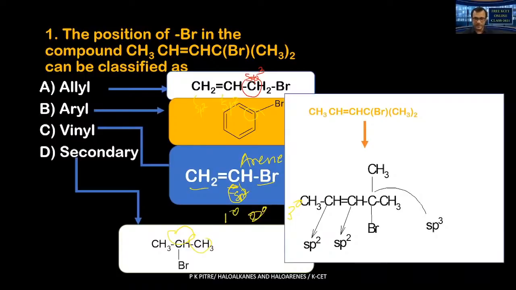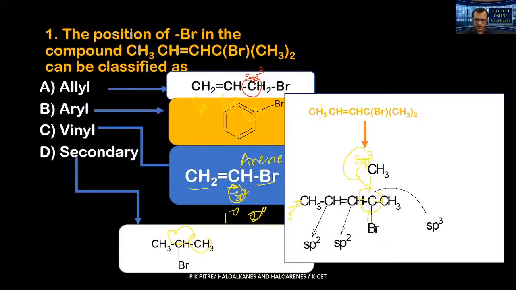Look at this particular carbon atom over here, the carbon atom to which the halogen is connected. This carbon atom I'm talking about. There is a bond over here, a bond over here, a bond over here, and a bond over here, which makes this carbon atom sp3 hybridized.